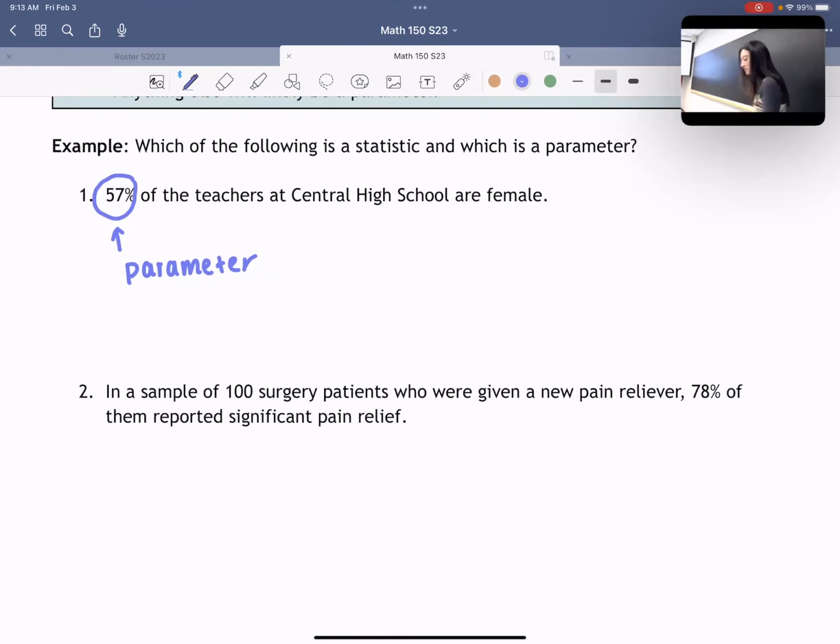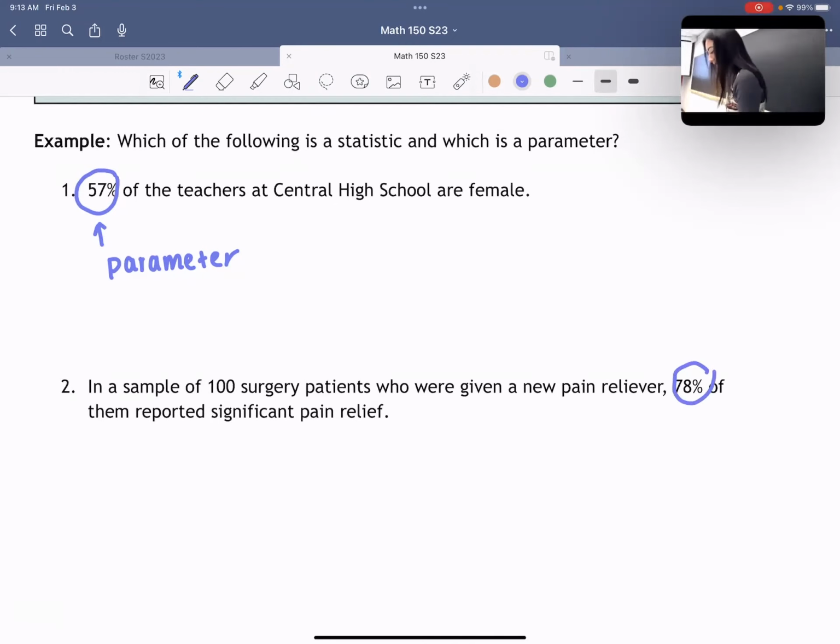We have a sample of 100 surgery patients. We're not going to focus on 100 because that's just the number of things that there are in the sample. They were given a new pain reliever. 78% of them reported significant pain relief. Who thinks this is a statistic? All right, we got almost all the hands up. Anyone want to explain why it's a statistic? Raven? Because it mentions in a sample. Yeah, right. It literally says in a sample, this number describes the sample. So this has to be a statistic.